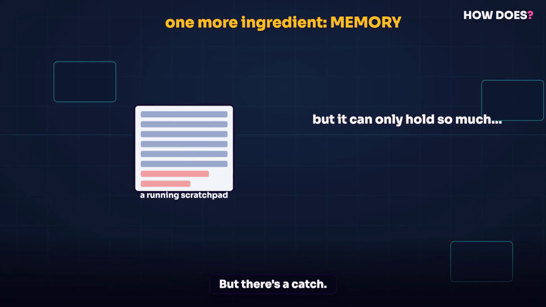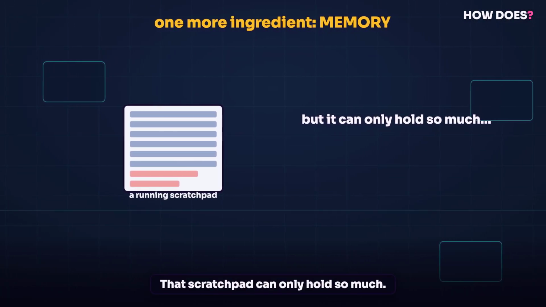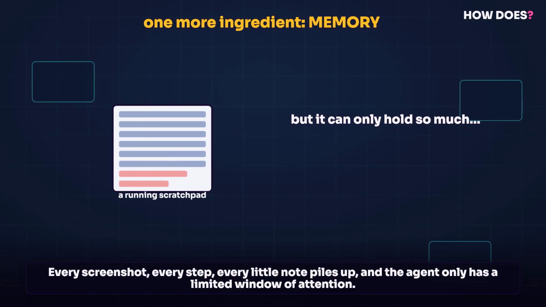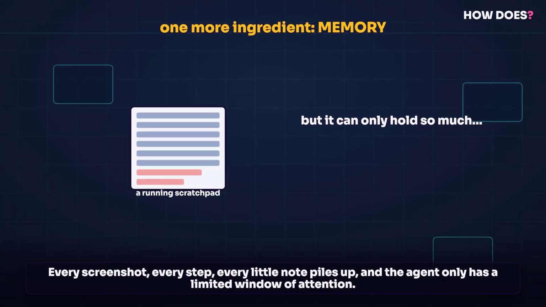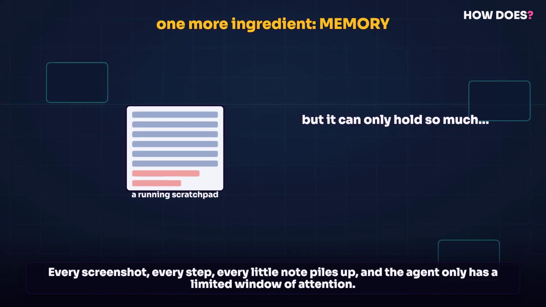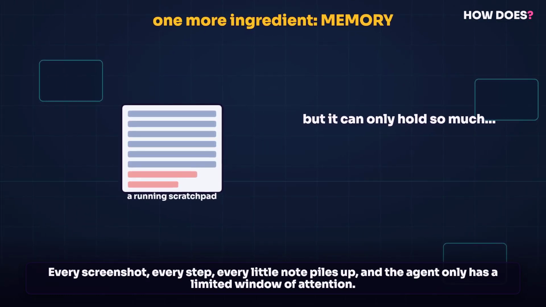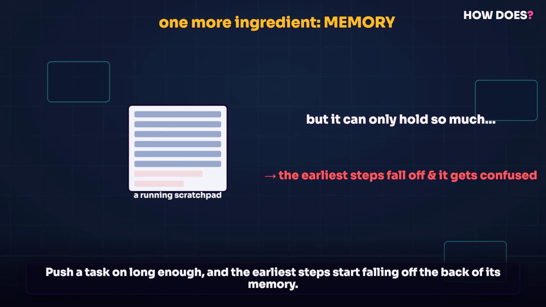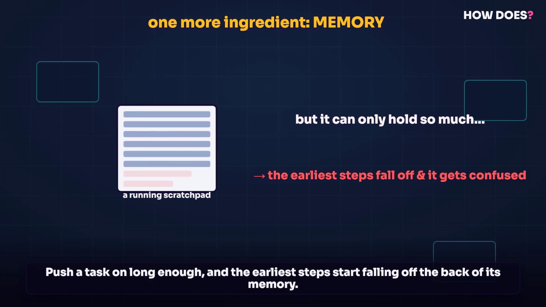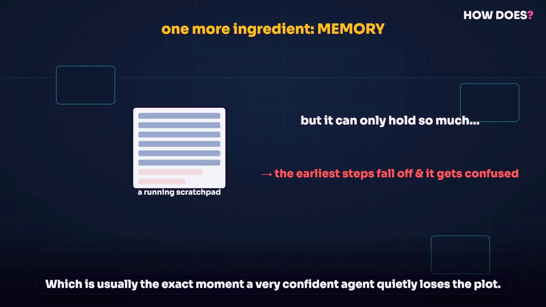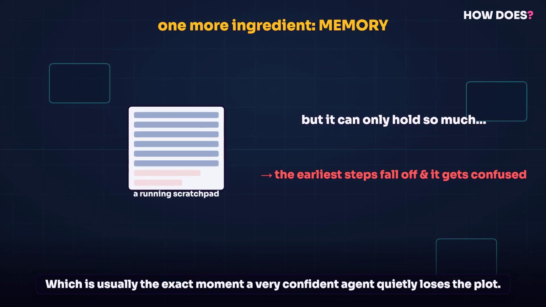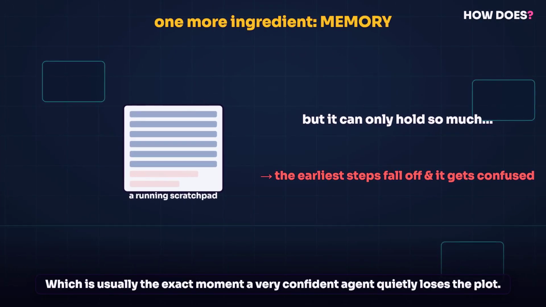But there's a catch. That scratchpad can only hold so much. Every screenshot, every step, every little note piles up, and the agent only has a limited window of attention. Push a task on long enough, and the earliest steps start falling off the back of its memory. Which is usually the exact moment a very confident agent quietly loses the plot.